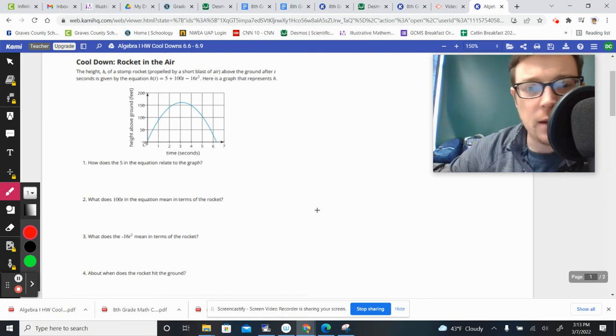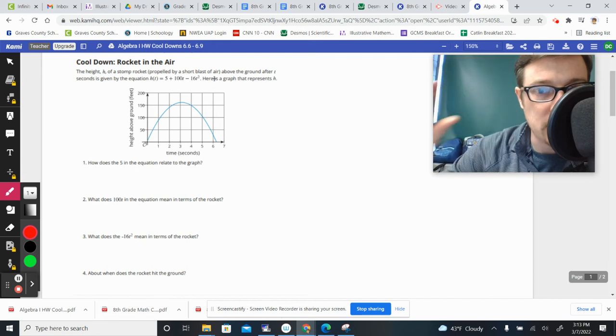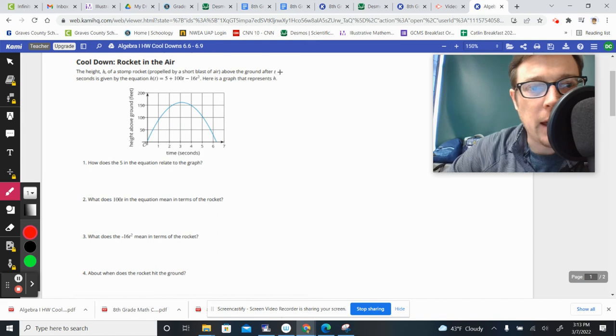We've got the height h of a stomp rocket propelled by a short blast of air. I've seen these before where there's a circular thing that you stomp on, and then that pushes air up into the bottom of a rocket and shoots it in the air. It shoots it up above the ground after t seconds. So time is passing, h is height, and we're given the height of this equation by this quadratic: h of t equals 5 plus 100t minus 16t squared.